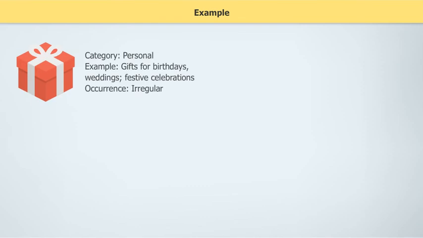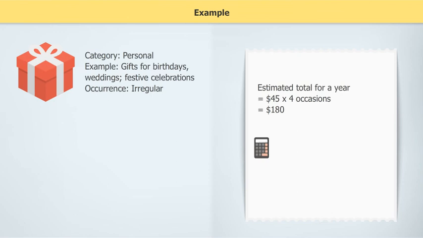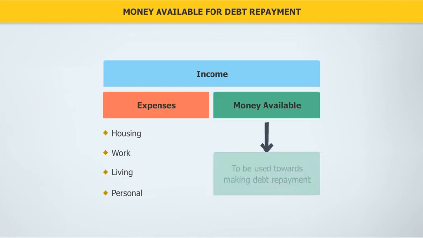Examples of personal expenses include gifts for birthdays and weddings, as well as festive celebrations. As this is an irregular expenditure, divide the estimated yearly total by 12 to determine the monthly average. Therefore, to establish if you have any money available for debt repayment, subtract total expenses from total income.